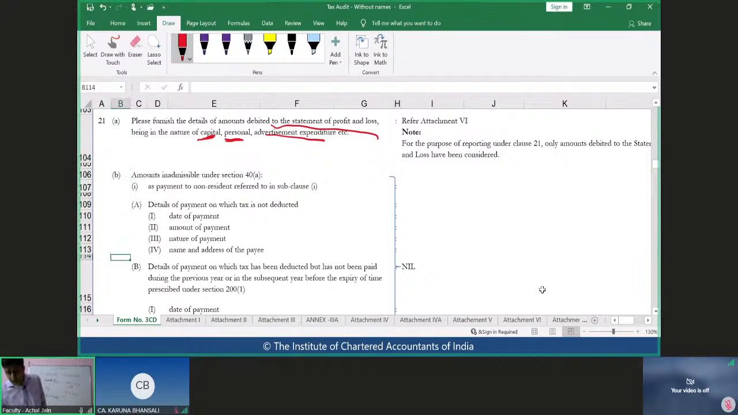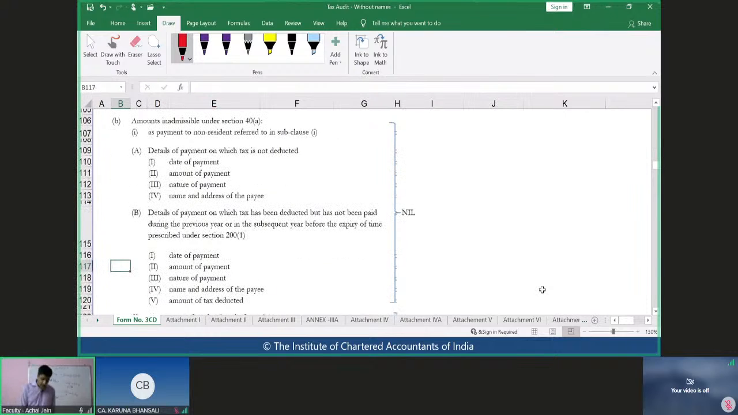Then comes another clause which talks about amounts inadmissible under section 40 subclause 40A as payment to non-resident, details of payment on which tax is not deducted. What tax is this? TDS. Date of payment, amount of payment, nature of payment, name and address of the payee. Payee means the person to whom payment is made. B, it talks about details of payment on which tax has been deducted but tax has not been paid. So in the first case, we are seeing details of payment on which tax is not deducted at all.